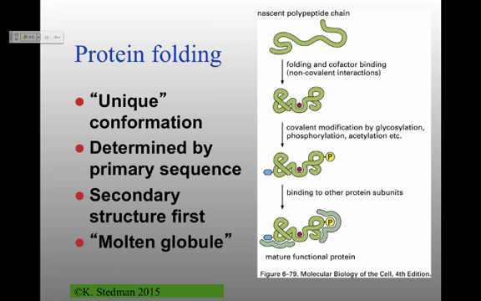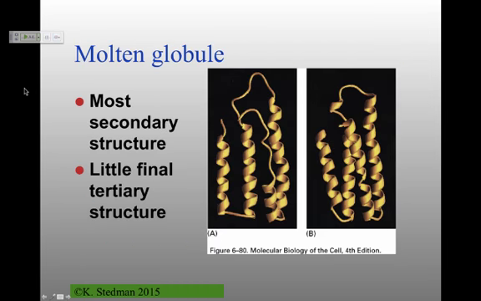First, you usually start with secondary structure. So you get your alpha helices and your beta strands associating with each other. And then in many cases, you get to what's called a molten globule. And that's what's shown here on this next slide. And that is where you have a protein that has most of its secondary structure, but it doesn't quite have its final tertiary structure yet.